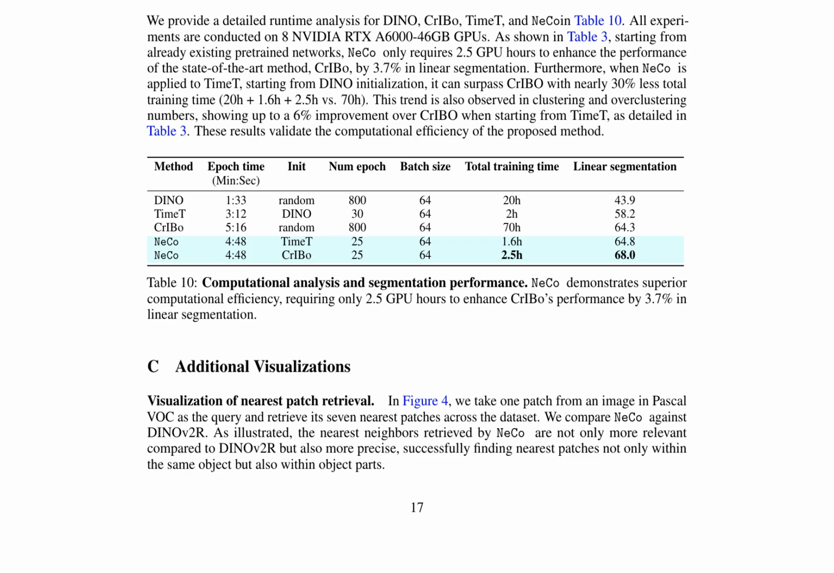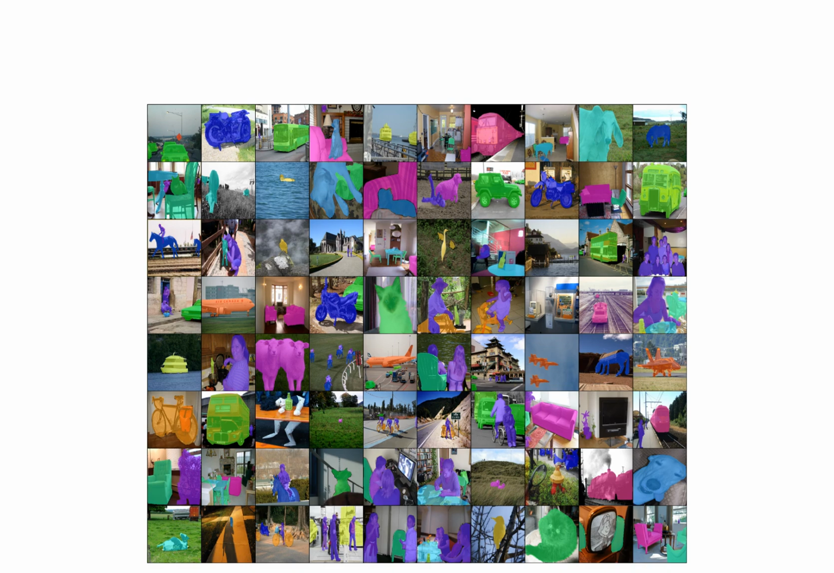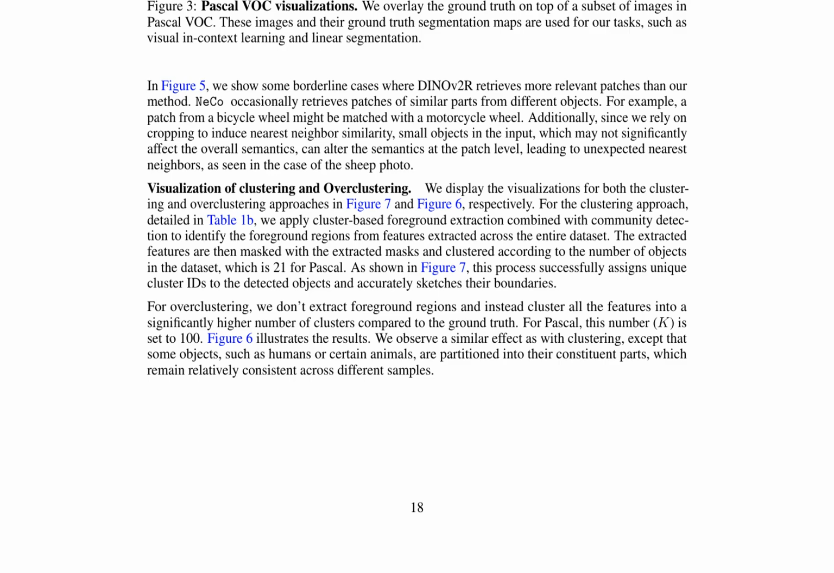The results show that increasing the number of neighbors and batch size generally improves performance, while the optimal number of training epochs depends on the specific task. Additionally, we provide a detailed runtime analysis for several methods, highlighting the computational efficiency of our proposed method, NeCo, which can enhance the performance of state-of-the-art methods with significantly less training time.